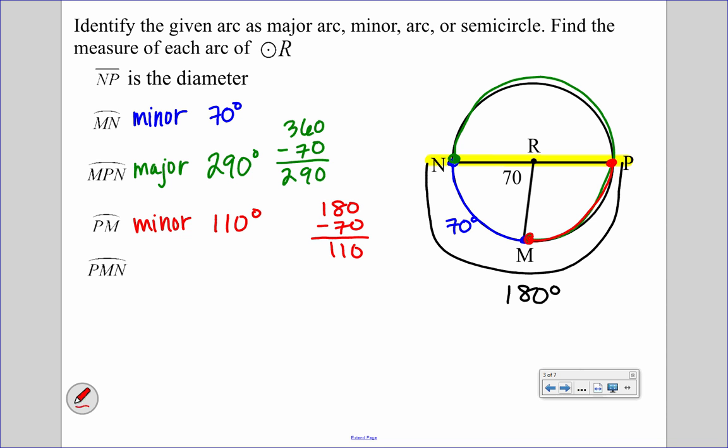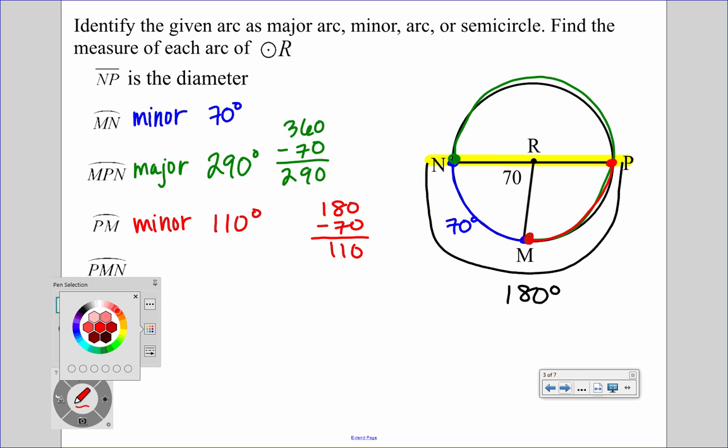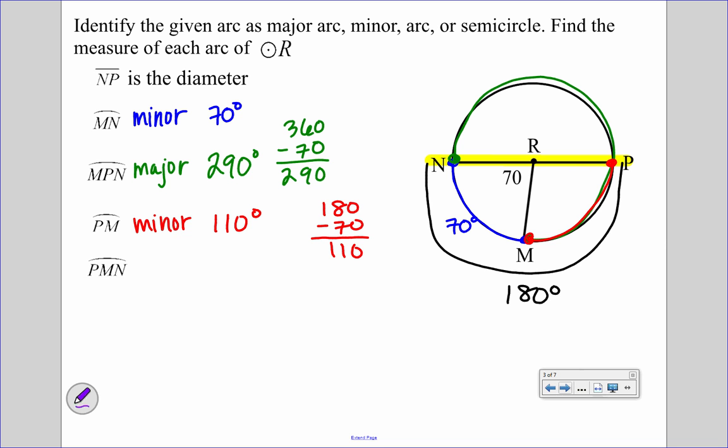All right, and our very last one, PMN. Let's do that in purple. Okay, so we go from P to M to N. Well, if you notice, that is a semicircle.